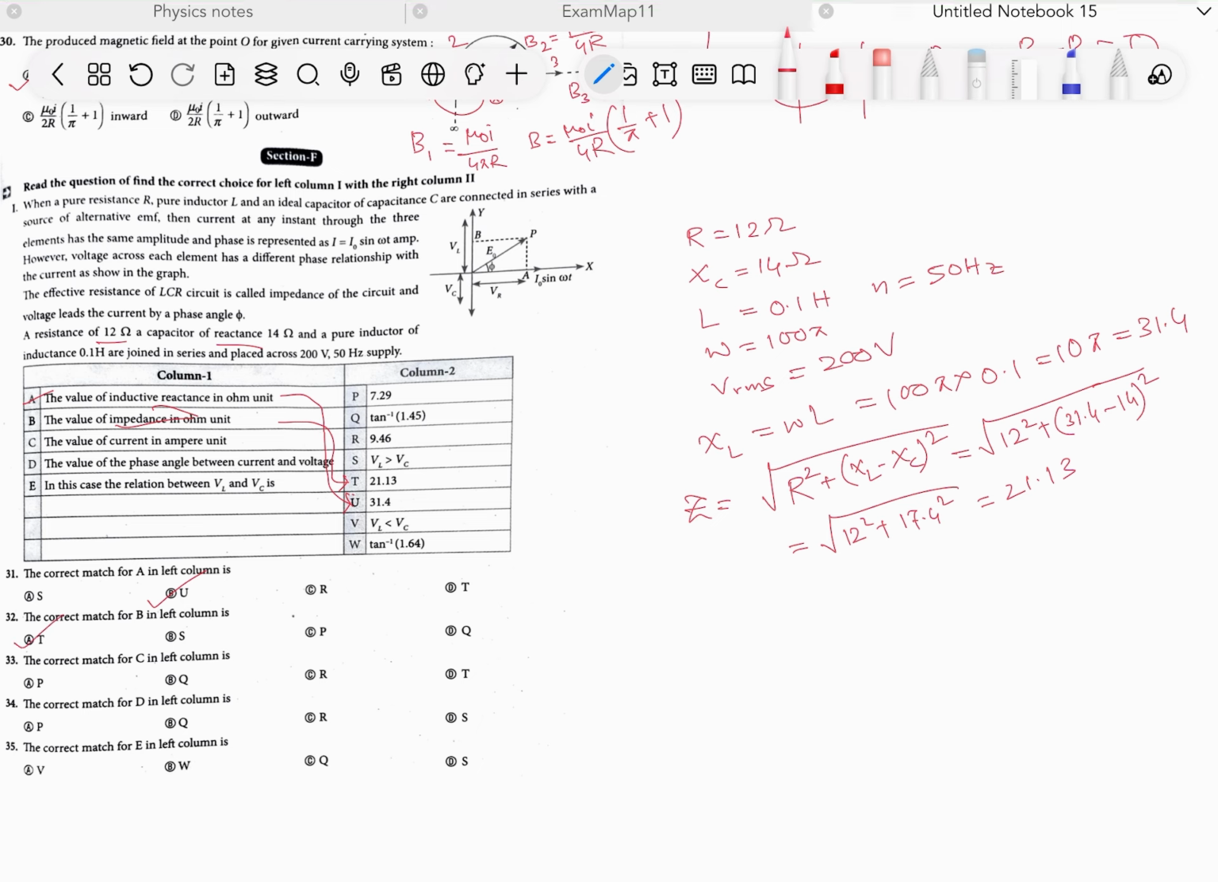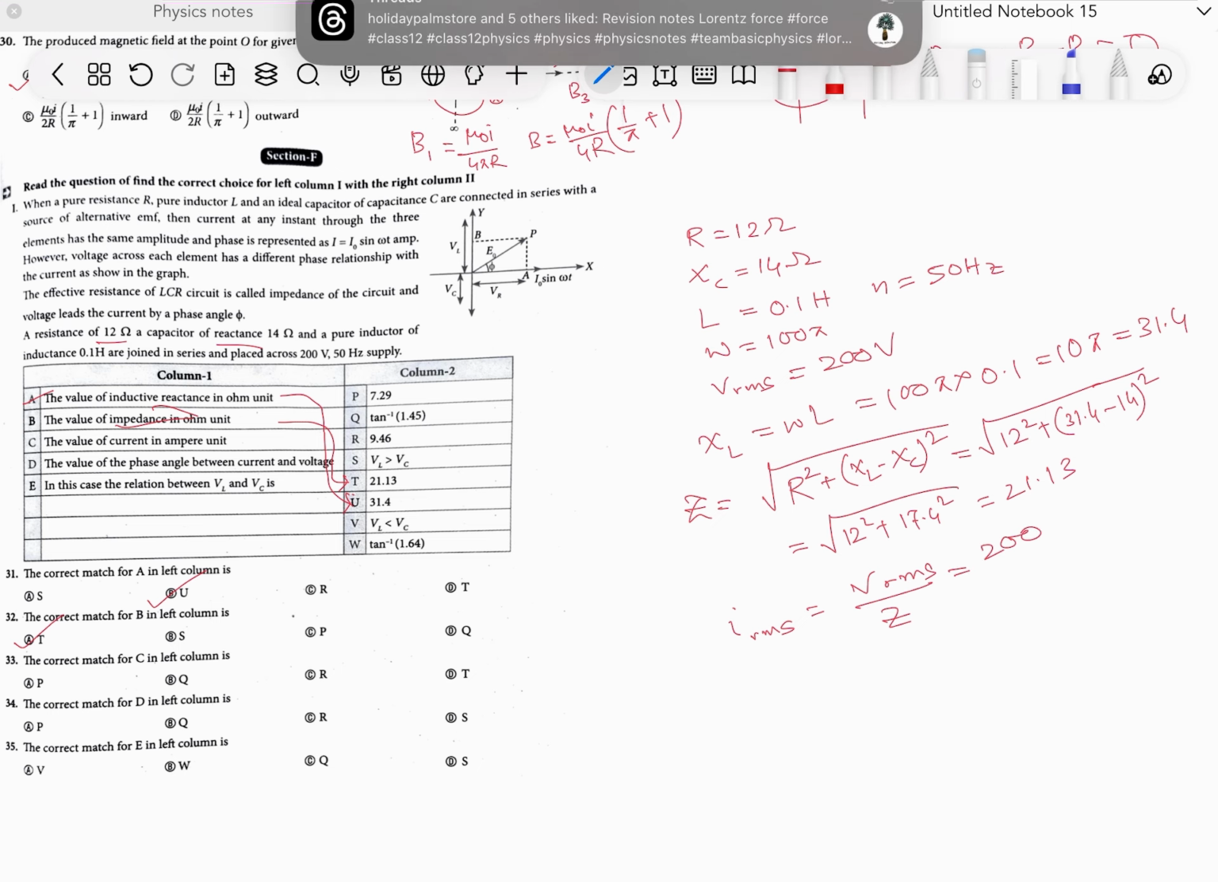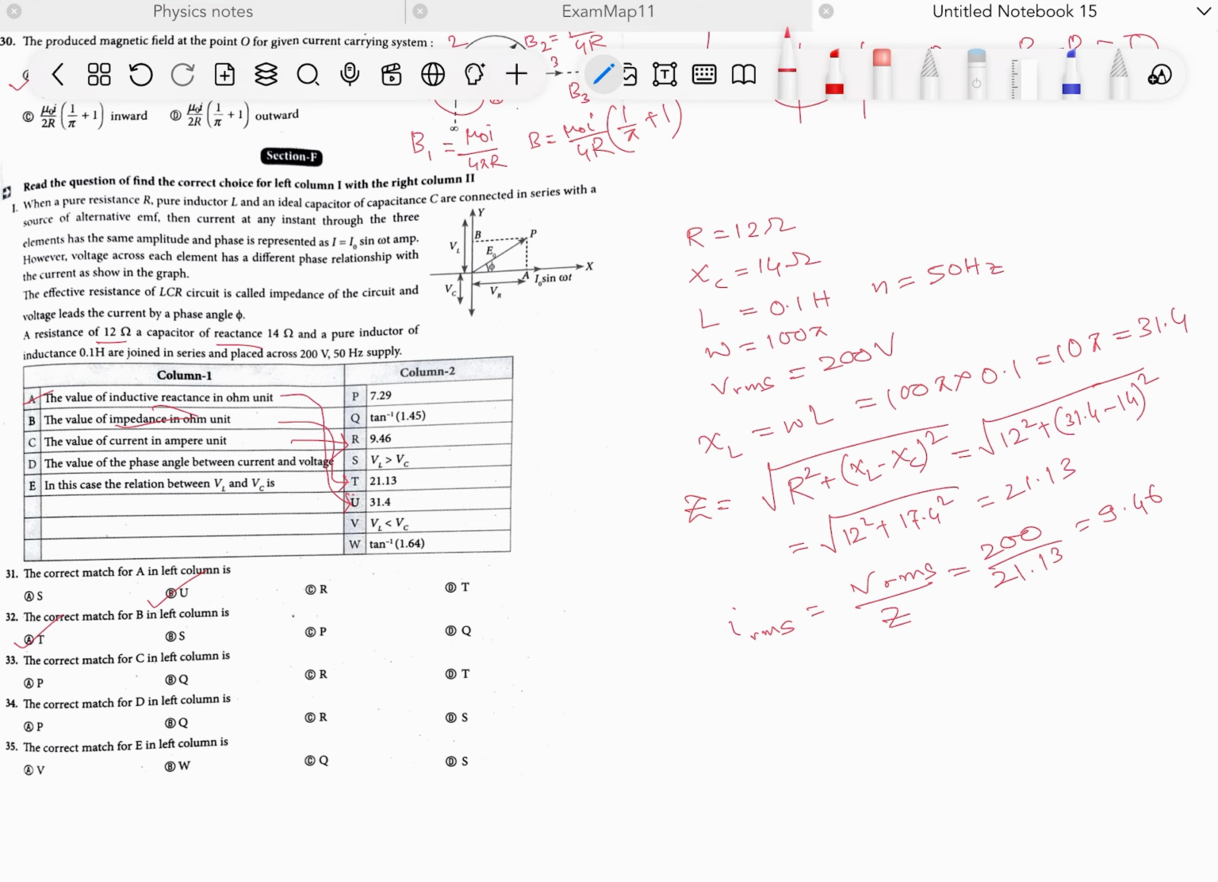Now the current in ampere, current I_RMS will become V_RMS by Z. So V is given 200 by 21.13, which is 9 point something, 9.46. So option C with R.